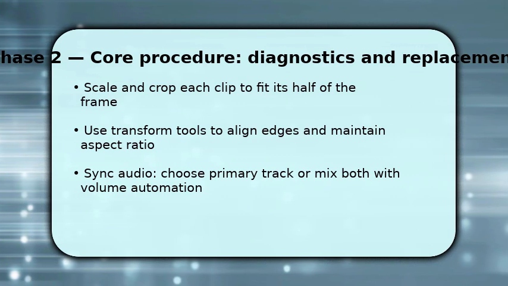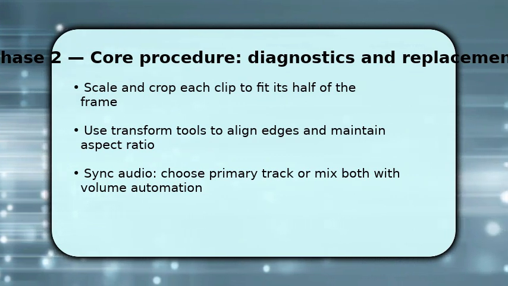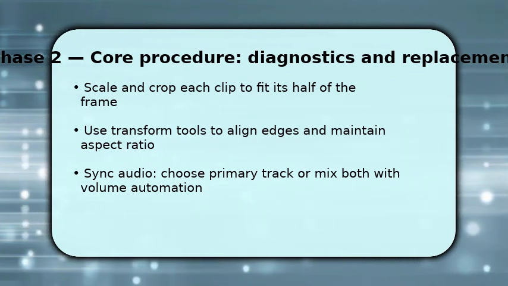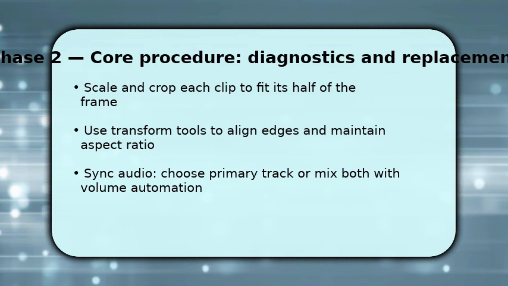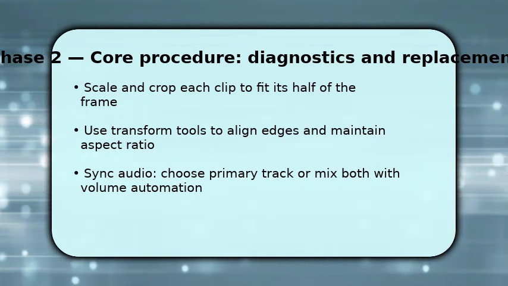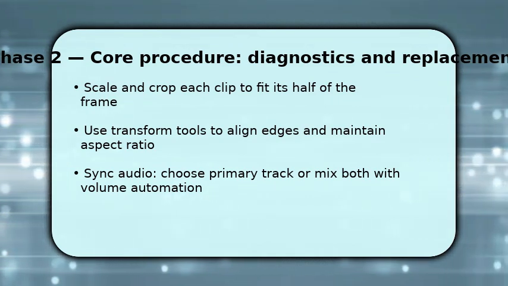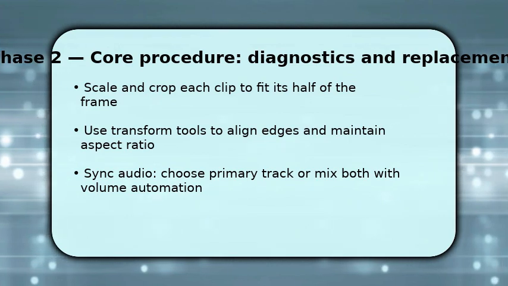Next, sync audio. Choose one primary track for dialogue, lower the other, or pan left-right for separation. Make fine adjustments with audio keyframes so speech and action match. This step prevents lip sync issues and keeps the viewer focused.